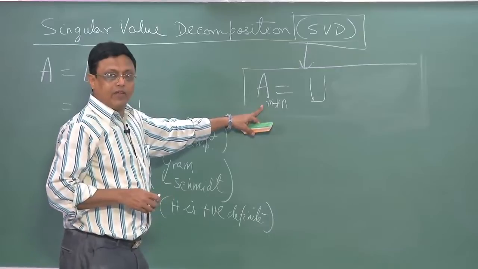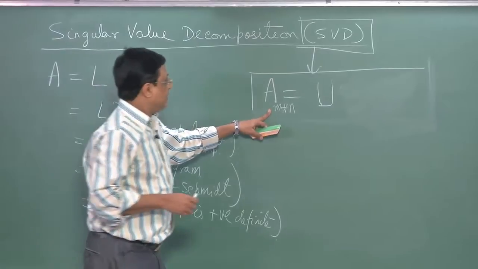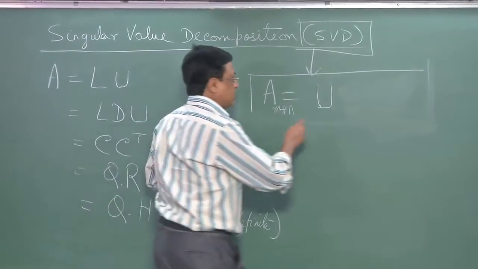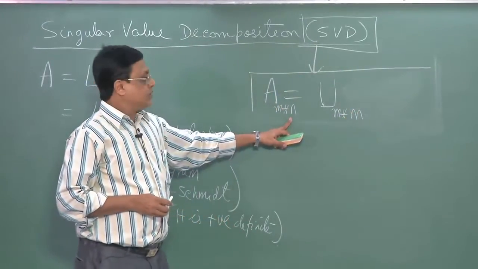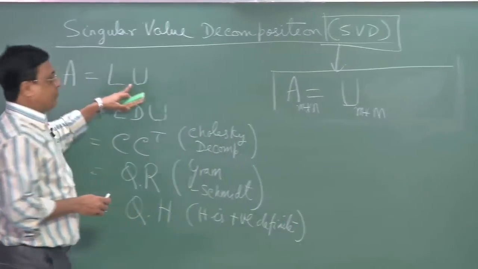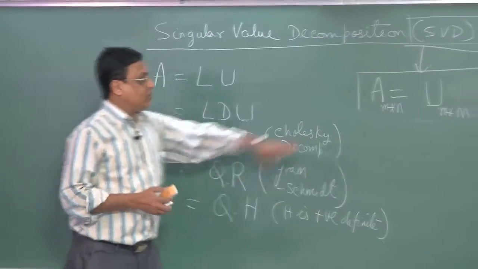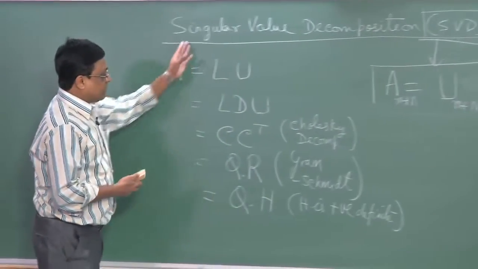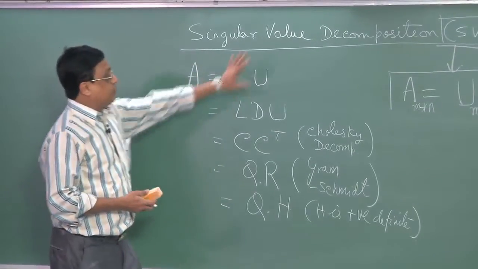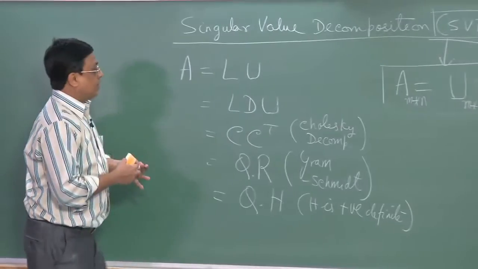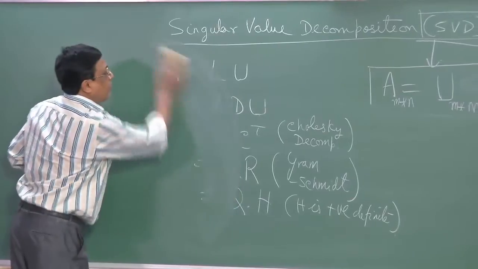okay, I am following m cross n because we have followed that m cross n uniformly throughout, but of course in some books you may get p cross q and things like that. So you have an m cross m U, which is not an upper triangular matrix, do not confuse this with U. In fact, I will probably rub this out so that we do not have any confusion with the notations for SVD compared with this. These are some of the popular commonly used decompositions which are possible, none of them is of SVD type, okay. LU, LDU, Cholesky, Gram-Schmidt, and the Q multiplied by H. So, I will rub these out.